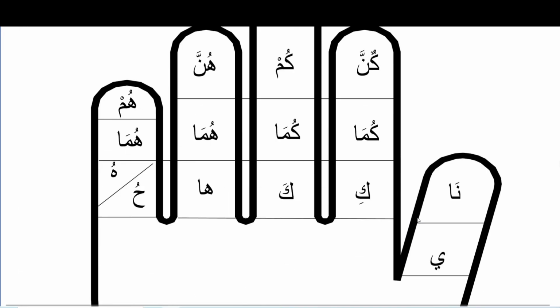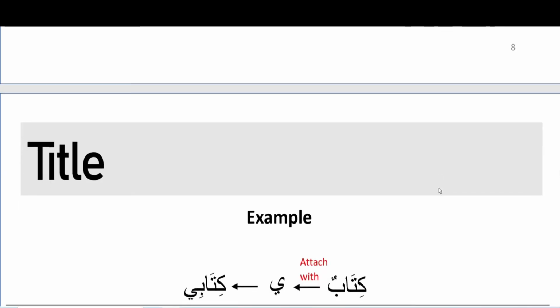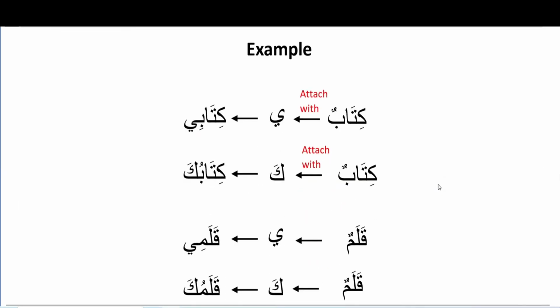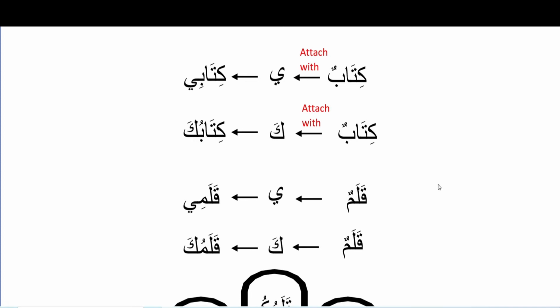Dhamir muttasil. For dhamir muttasil, as we discussed last week, we have to connect it with something before it. That something can be a noun, a verb, or a huruf. We haven't reached that stage yet, so we go step by step first.